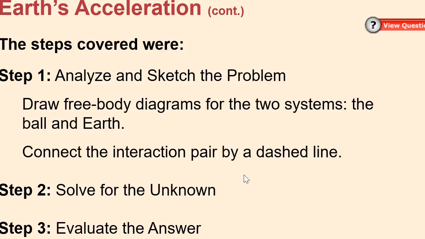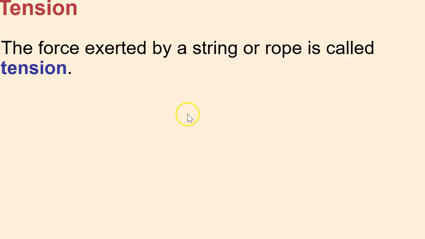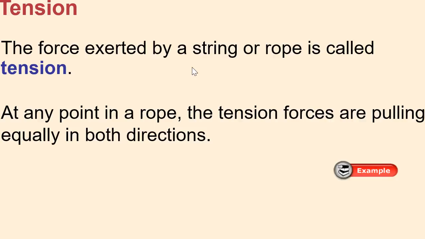All right, so what do we want to talk about next? We want to talk about tension. Whenever we have a rope or a string involved, one thing that's not on the slide is that the rope or string is generally going to be considered massless. In other words, we're not going to include the mass of the rope in our calculations. It's a magic rope that has no mass.